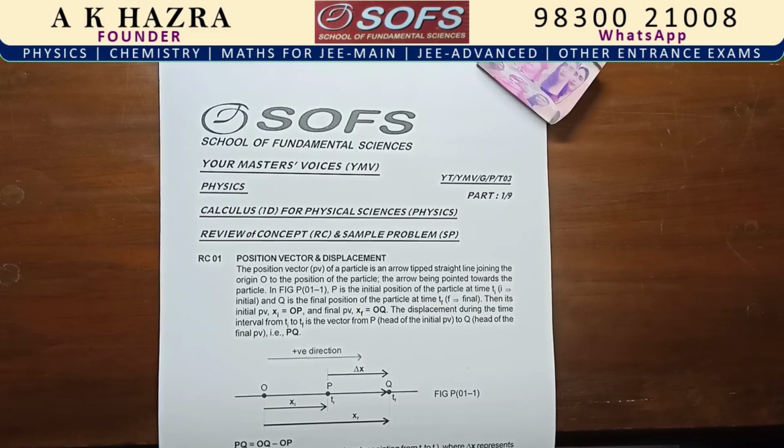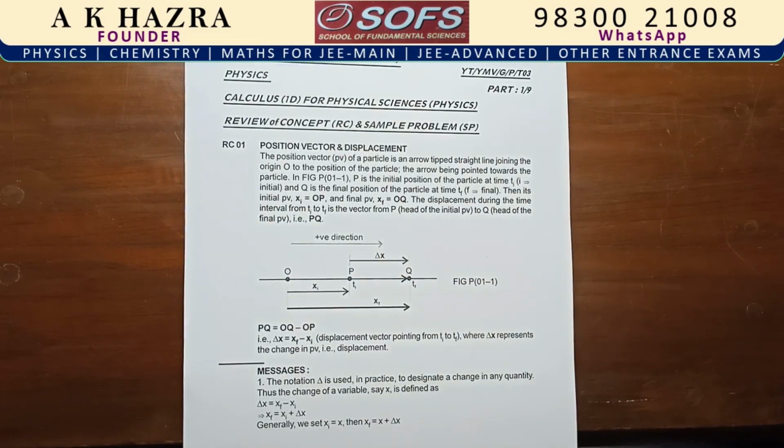Delta x is a defined quantity. Always delta x will give the change in position vector, that means displacement vector, always equal to x final minus x initial. Now we see the message. Delta x, again I am telling you, is a very important parameter. Always for any quantity like x, like displacement, like velocity or any other quantity, delta x represents the change in the parameter. And it is defined as delta x equals x final minus x initial.